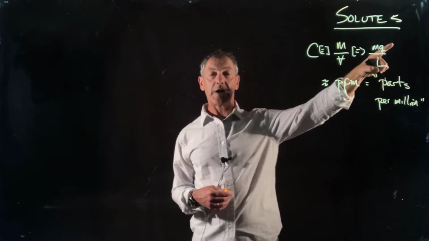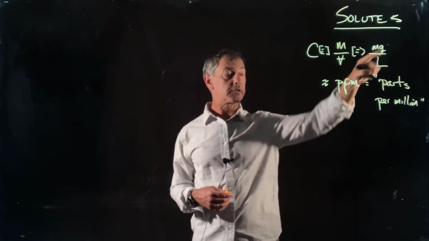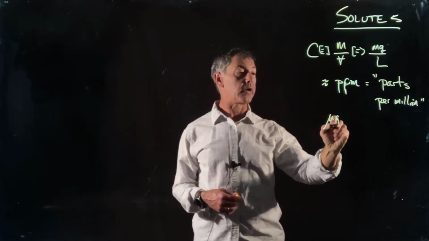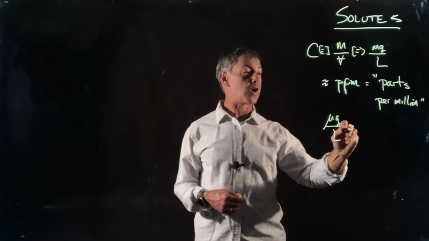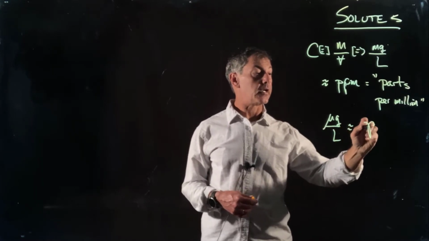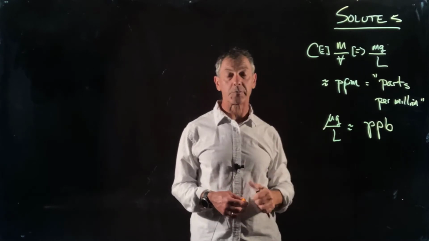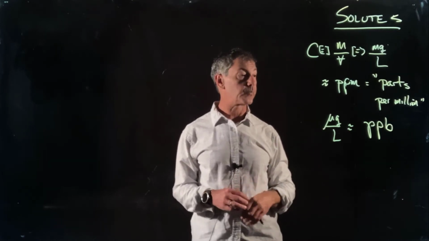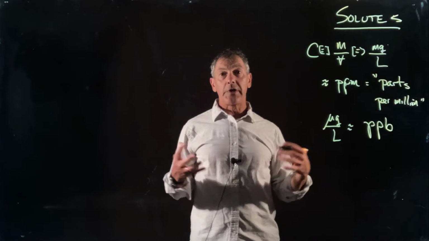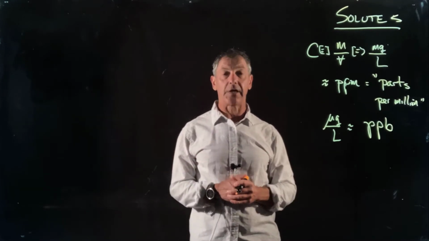So say I change this to micrograms per liter. A microgram per liter would be approximately equal to a part per billion. And of course, we can do parts per thousand and whatever we want. So we need to do a mass balance on this.